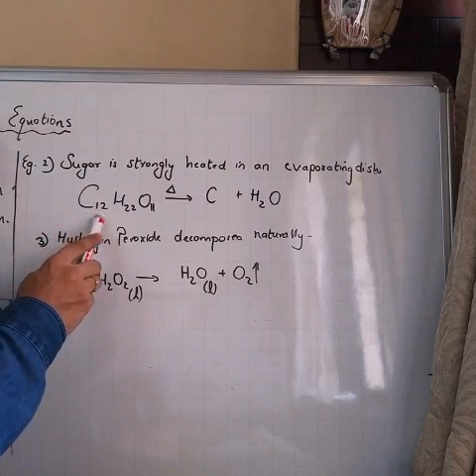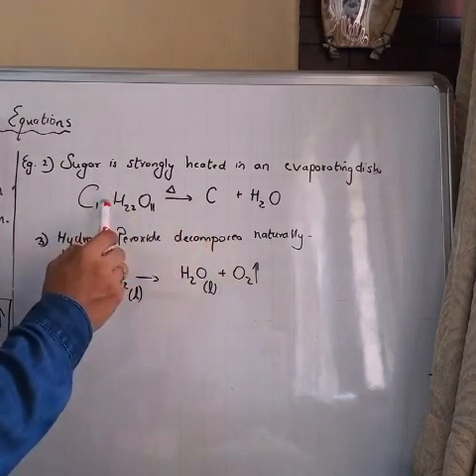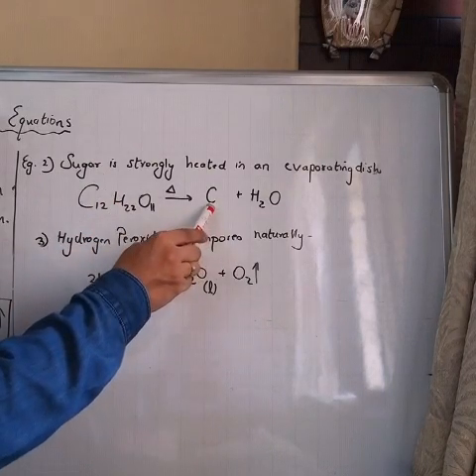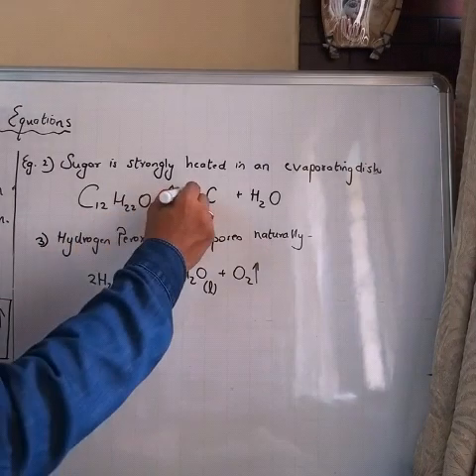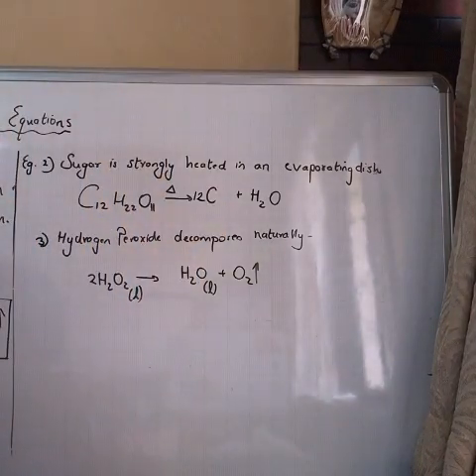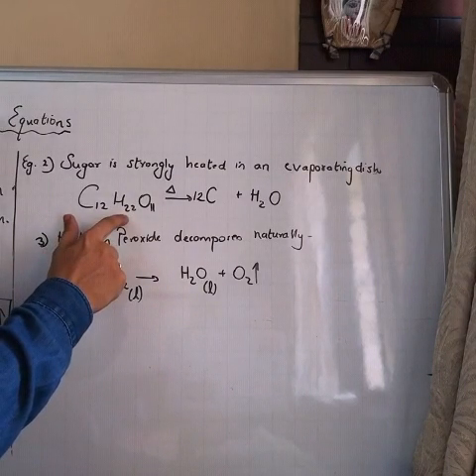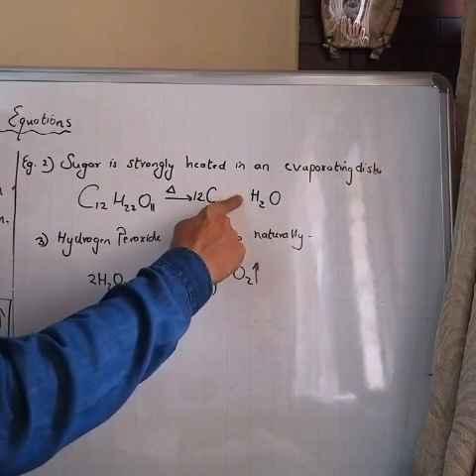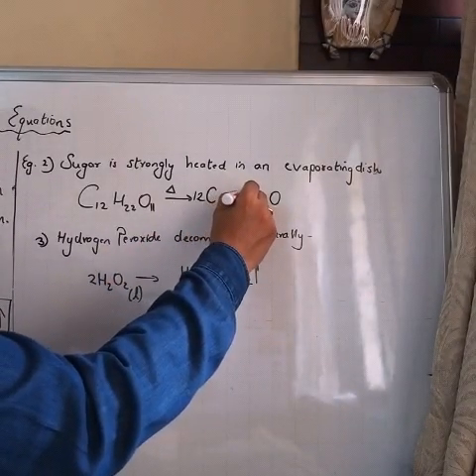Sugar has formula C12H22O11. Now look at carbon. How many atoms is here? 1, and over here 12. So I will add a coefficient over here 12, right? Now look at hydrogen. Hydrogen is 22. Here it is 2. So I will put coefficient over here 11, right?